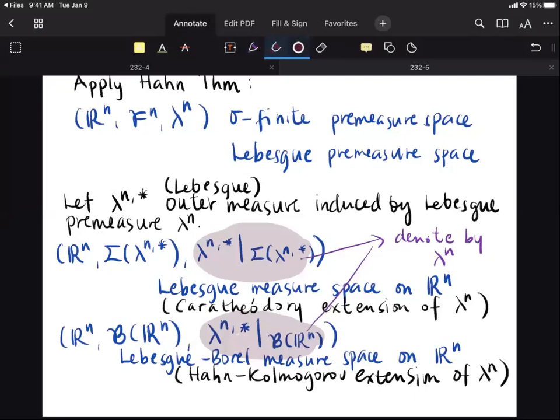Next lecture series, we will ask, okay, what is the difference between Lebesgue measurable sets and Lebesgue-Borel sets?